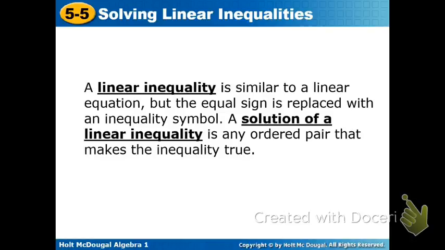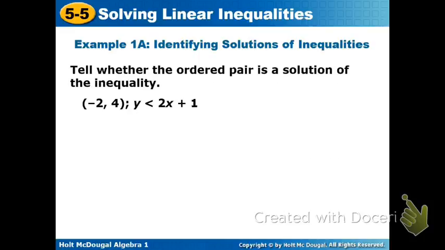So when we dealt with just linear equations, we had one specific answer that answered that question. One specific x, one specific y. Well, with an inequality, you've got multiple different x-y combinations that will make that inequality true. So let's jump straight into an example. This should look very familiar from section 1, except for now we got inequality symbols. Tell whether the ordered pair is a solution of the inequality. So notice that it gives you a coordinate point.